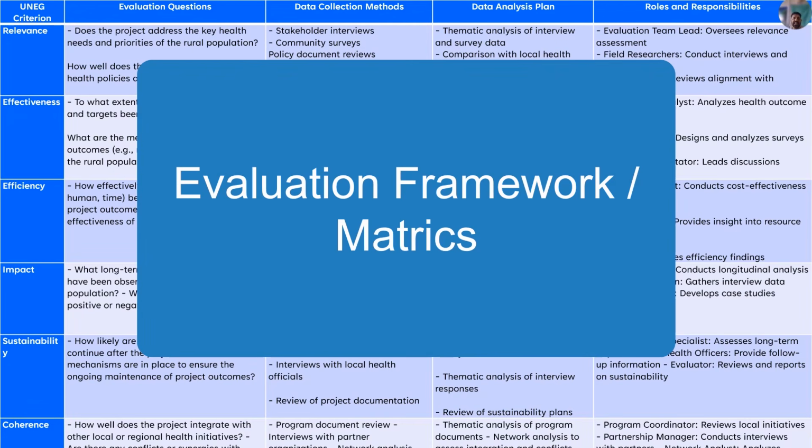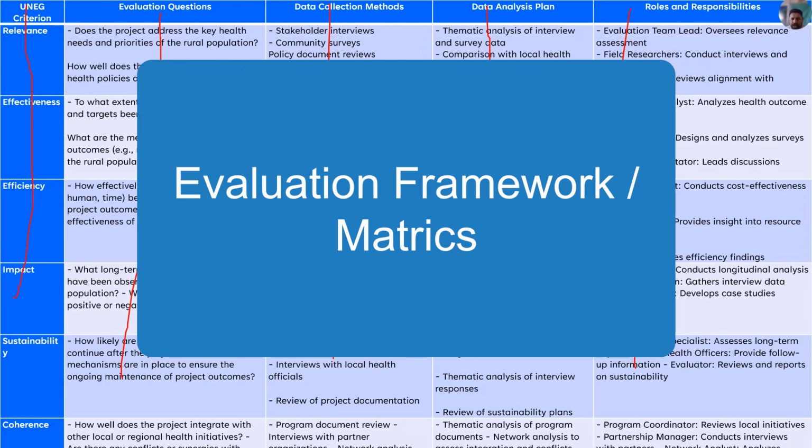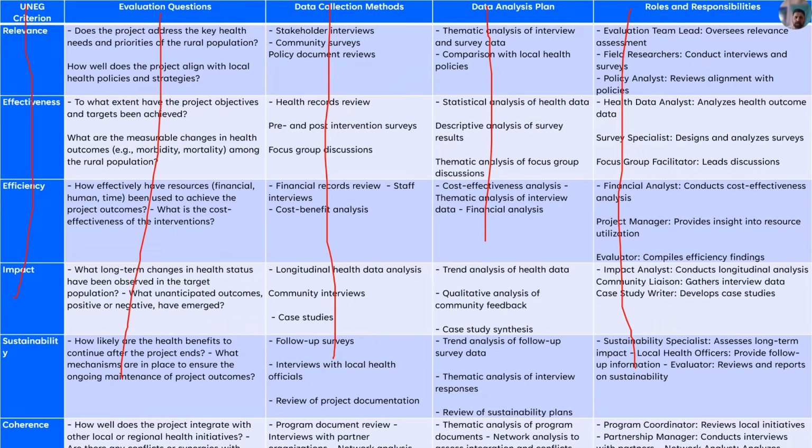Now on this slide, I don't know if it's visible to you or not, but in each slide I will show you each component. But here I am just showing you on one slide. Here you can see the UNEG criteria, then what could be the evaluation questions, what would be the data collection method, data analysis plan, and roles and responsibility. This is an example of an evaluation matrix. Let's discuss each one in detail.